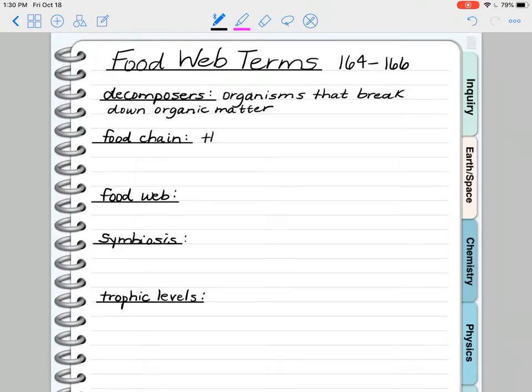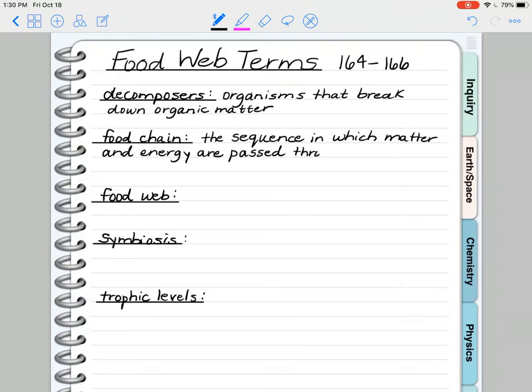The food chain is the sequence in which matter and energy are passed through an ecosystem. So we're going to look at a diagram of a food chain, and that will help you to understand how that works. And you've probably seen a version of this before. It just may not be as clear.